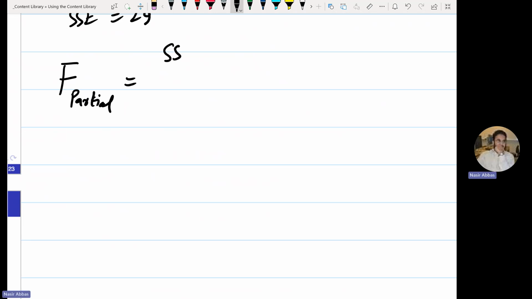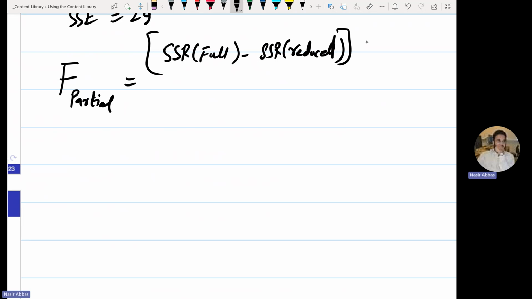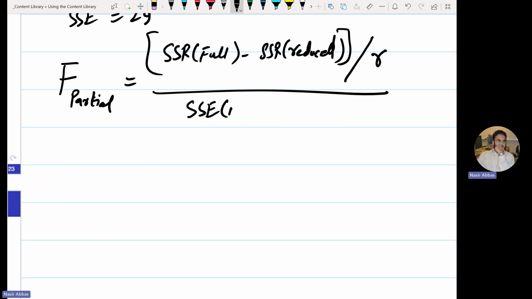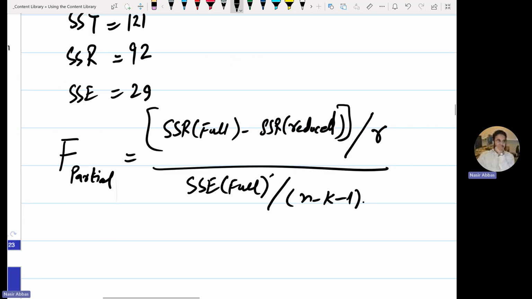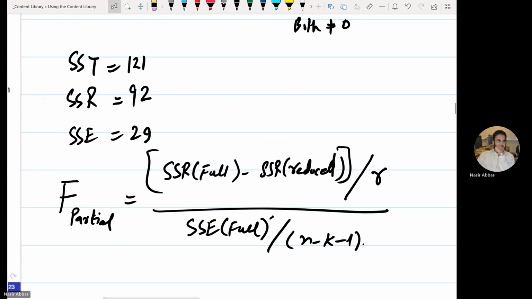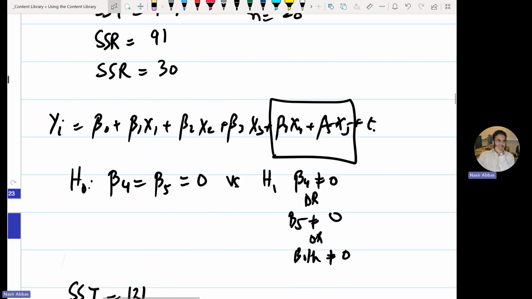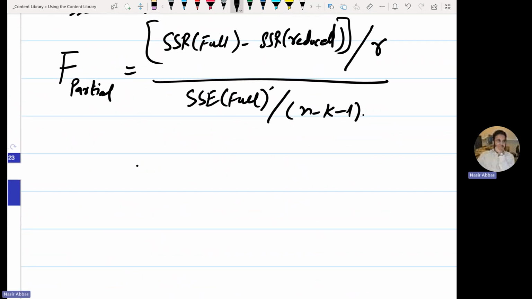It is SSR of the full model, the bigger model, minus SSR of the smaller model, the reduced model, divided by the number of features that you are testing, which is denoted by R, over SSE of the full model, divided by the full degree of freedom. What is my SSR of the bigger model? The explained variation in the bigger model, 192. Bigger model with 5 features.